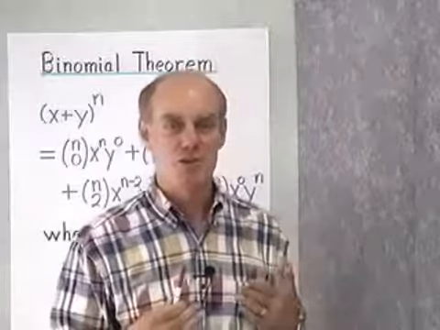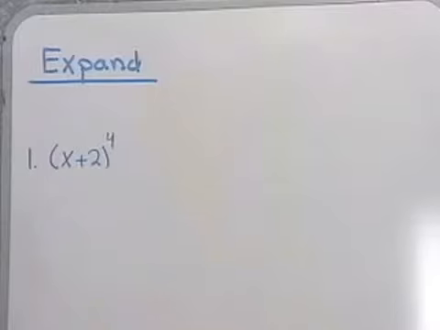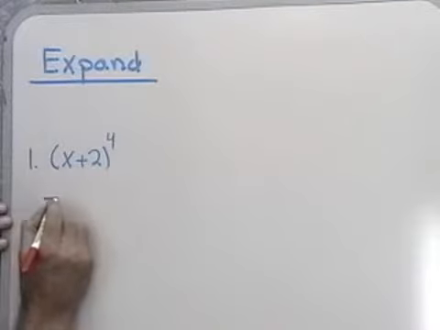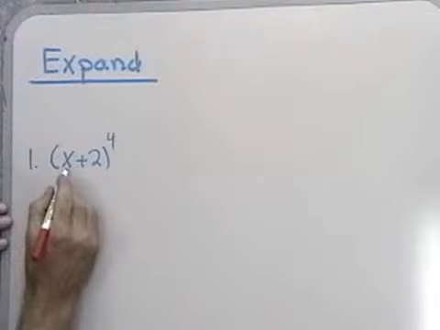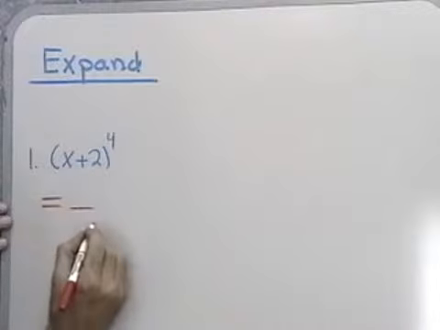So what we want to do now is go to the board and practice using this formula, the binomial theorem. We have, for problem number 1, (x + 2) to the 4th power. So I want to expand (x + 2) to the 4th power. First of all, I'm just going to take care of the exponents on x and on 2. So I won't worry about the coefficients yet.